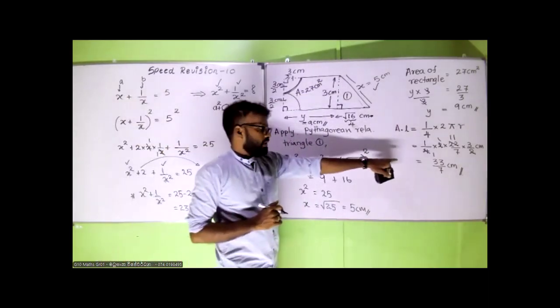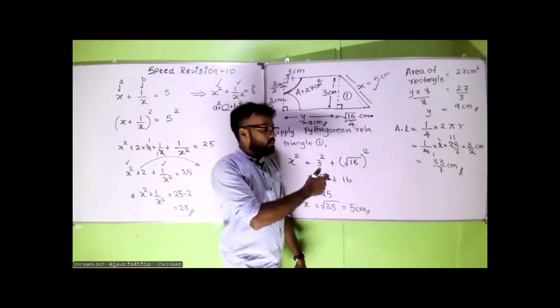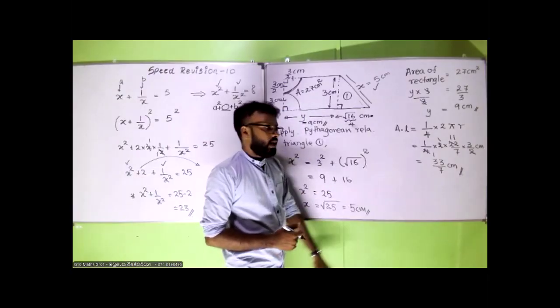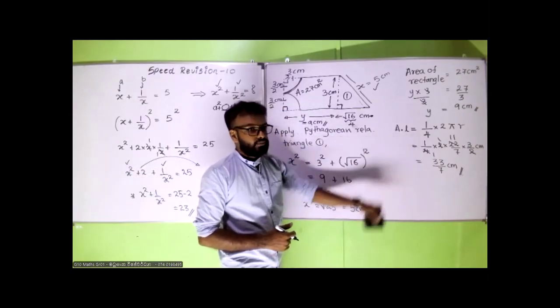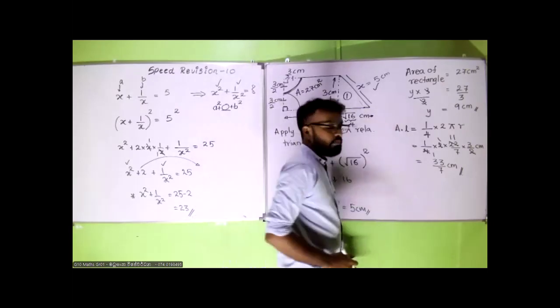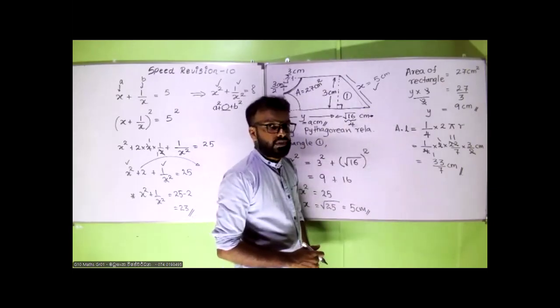I will keep it like that. Or I can convert it into decimal places. Right? 33 divided by 7. That is a fraction. Right?